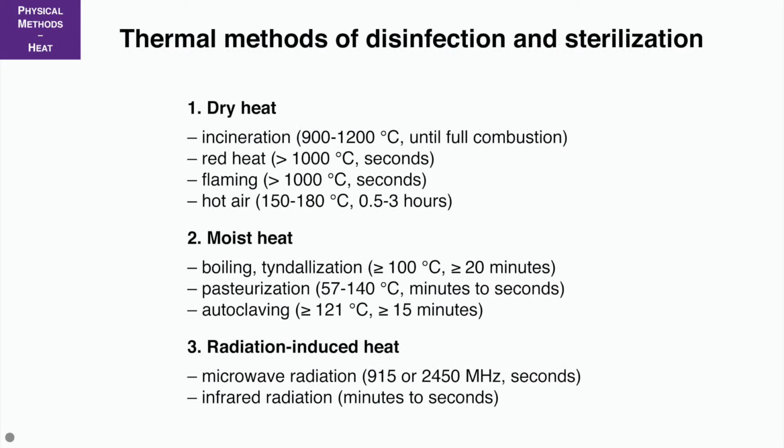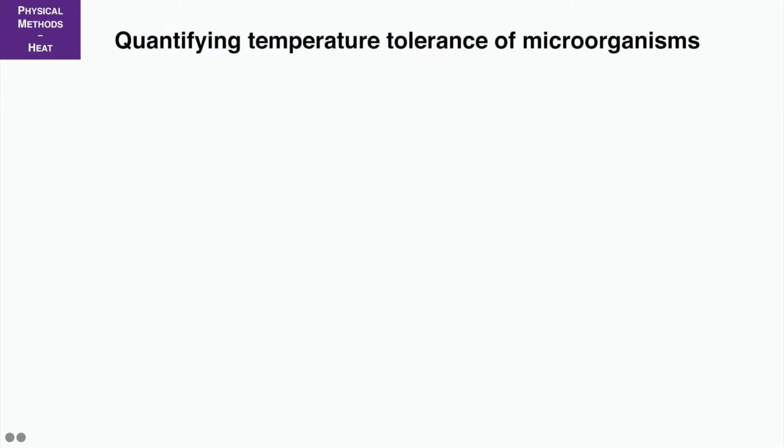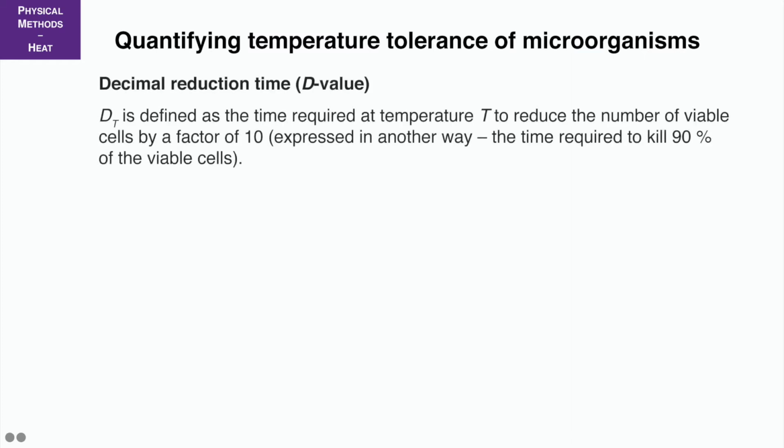Heat is perhaps the most commonly used physical method to control microorganisms. There is a wide spectrum of thermal control methods that differ in the way in which heat is transferred to the medium, the temperature range used, and the typical exposure time. Before taking a closer look at each individual thermal method of controlling microorganisms, it is useful to first look at how temperature tolerance in microorganisms is quantified.